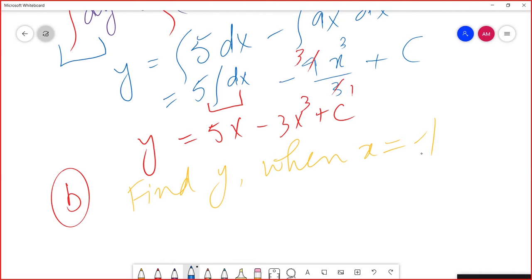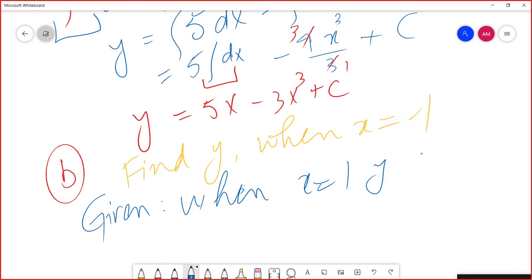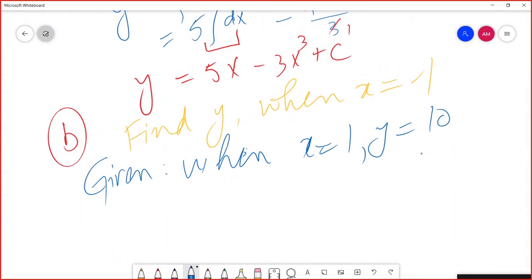I would help you with this. But in the question, it is given: when x is equal to 1, y is equal to 10. This will help us to find c. So we would put these values in the above equation.